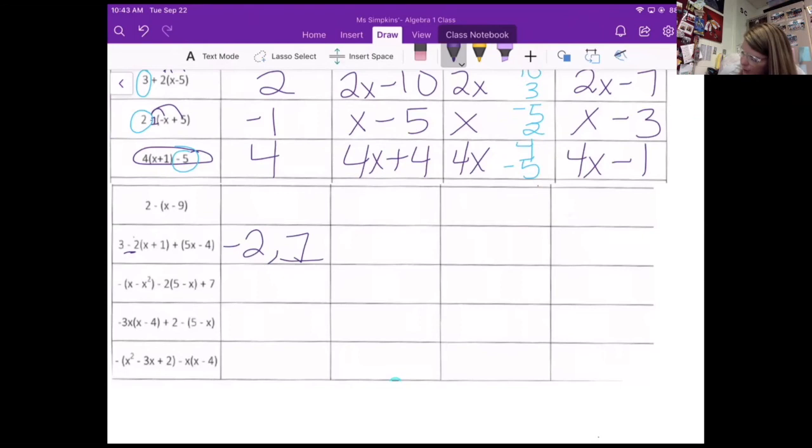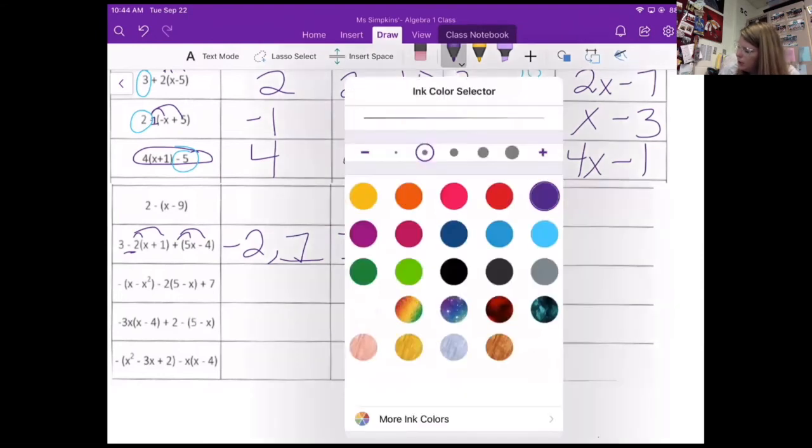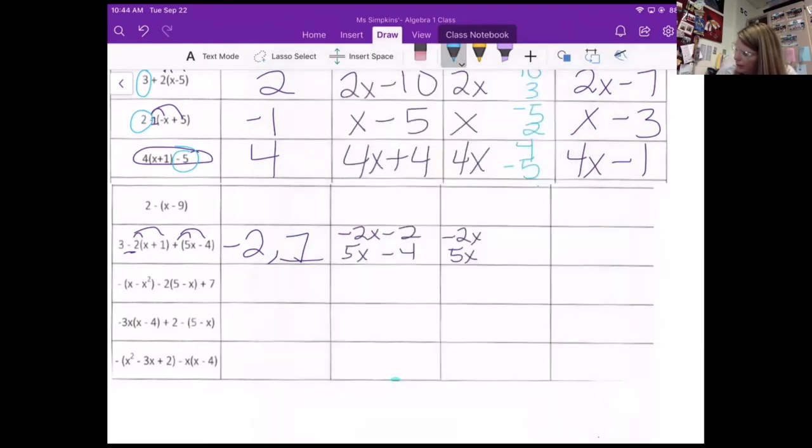So let's distribute the -2. So that would give us -2x plus -2. And if we distribute the 1, that's going to leave us with 5x minus 4. And let's write our like terms. So our like terms are -2x and 5x. And then our constant terms would be -2 minus 4. And there's actually another one. If you go back at the very front of this problem, there was a 3.